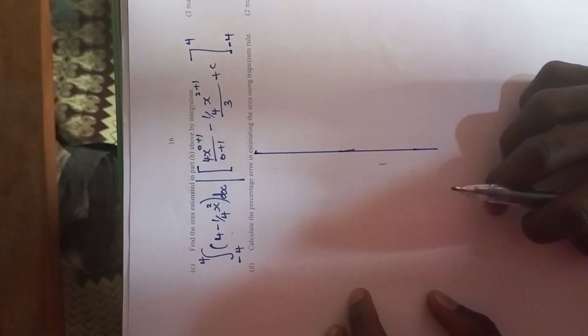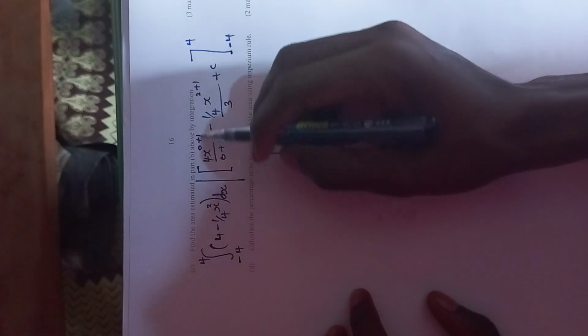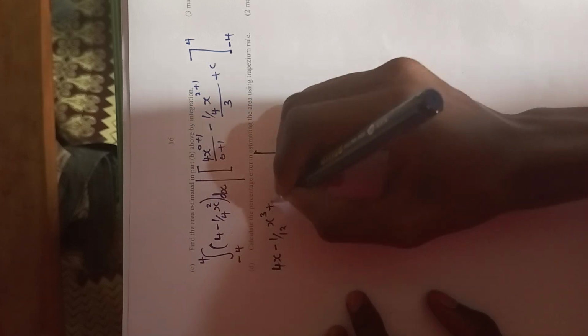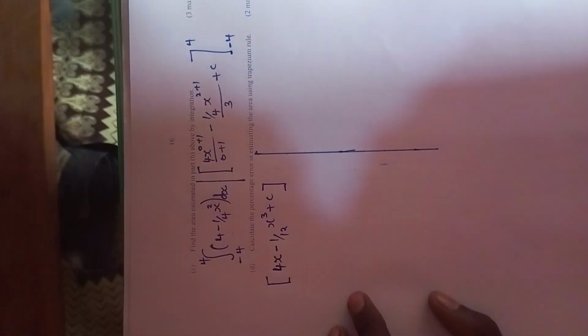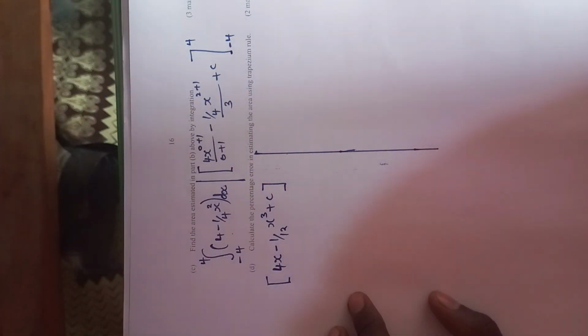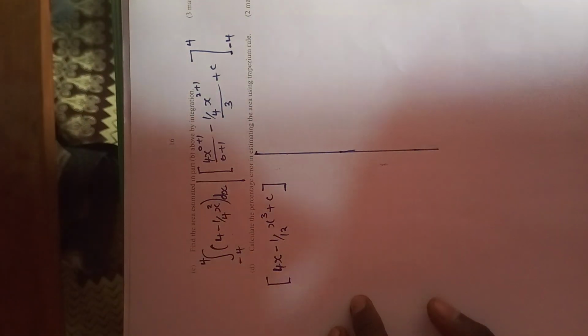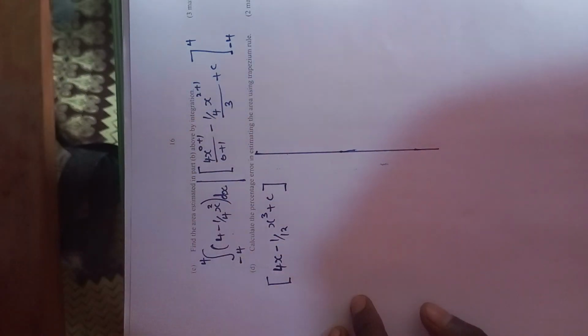So if we talk of 0 plus 1, we are going to have 1, and 0 plus 1 down we go. So it is just going to be 4x. A quarter divided by 3 is 1 over 12. And then it will be x power 3 plus constant c. So this is what we are going to have.